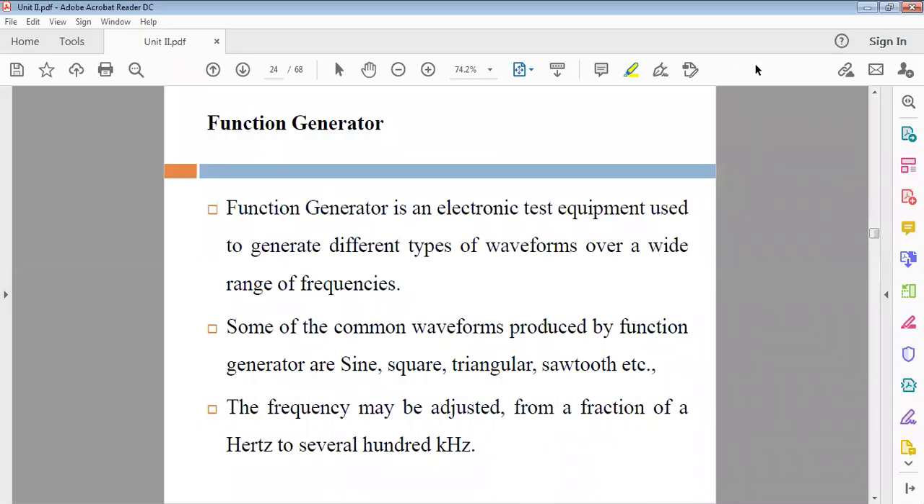In this session, we'll be discussing the function generator. A function generator is an electronic test equipment which is used to generate different types of waveforms over a wide range of frequencies. Some of the waveforms produced by a function generator are sine, square wave, triangular wave, sawtooth, etc. The frequency may be adjusted from a few hertz to several hundred kilohertz.